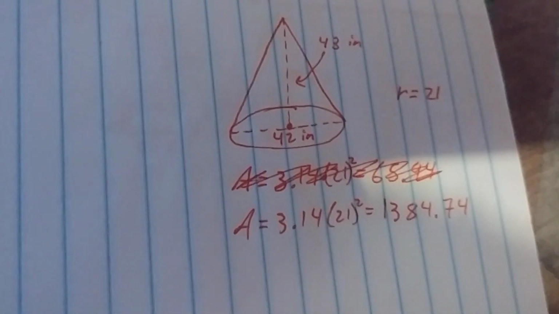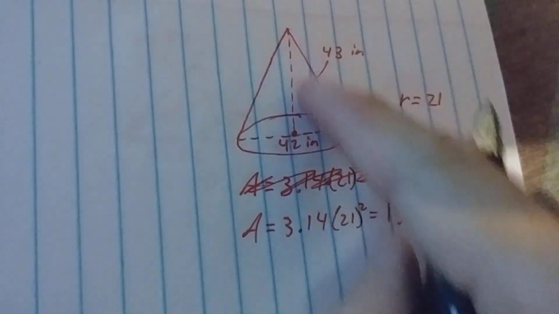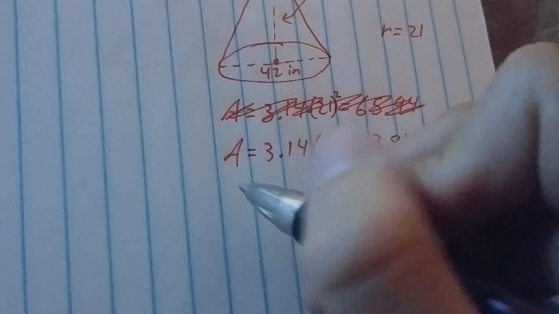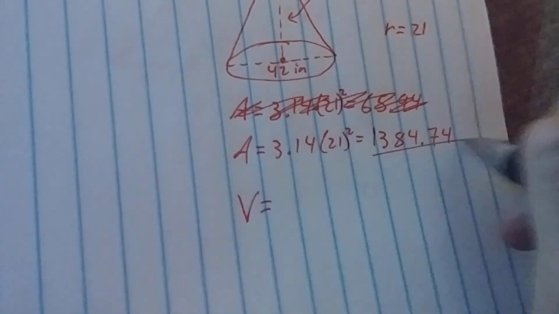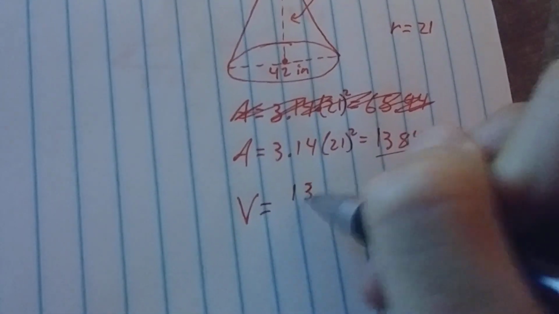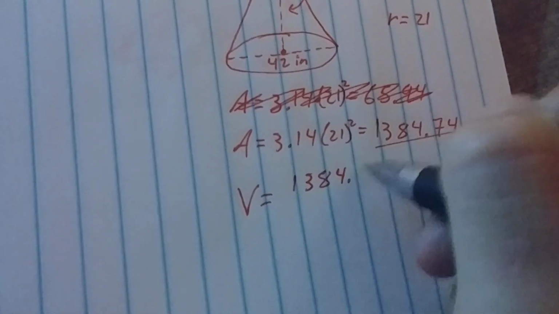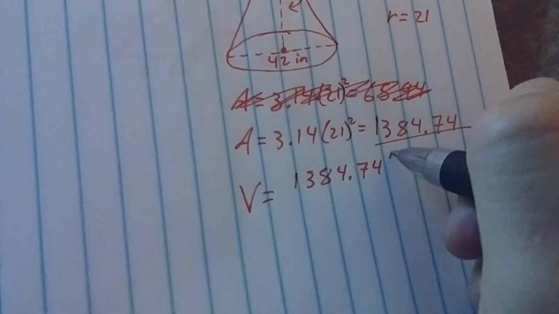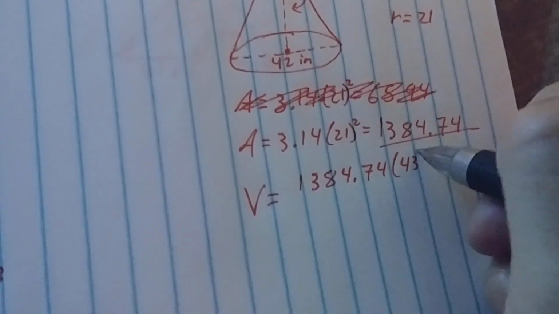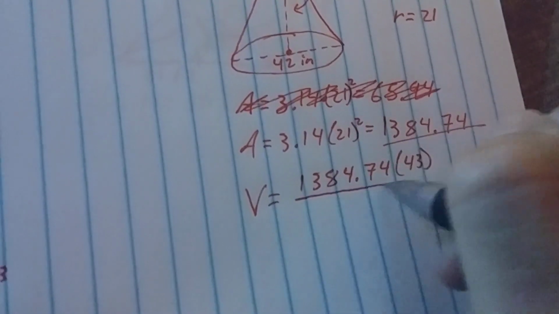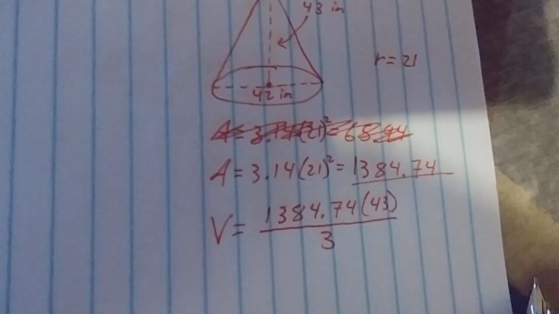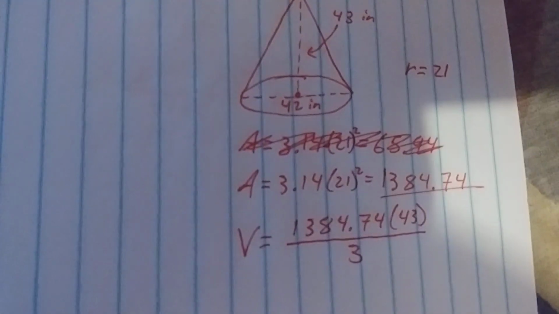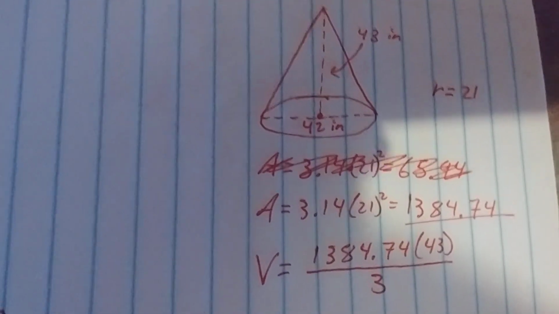Now I still have to multiply by 43, which is my height. So my volume is going to be equal to this number, my area of the base, 1384.74 times 43. And all of that is going to be divided by 3. Remember that we can fit 3 cones into one cylinder, so we have to divide this by 3. Again, for this you can use your calculator. Feel free to use your calculator.